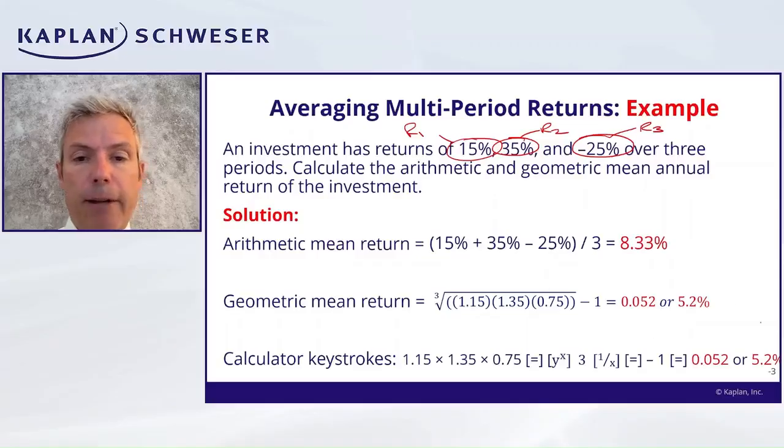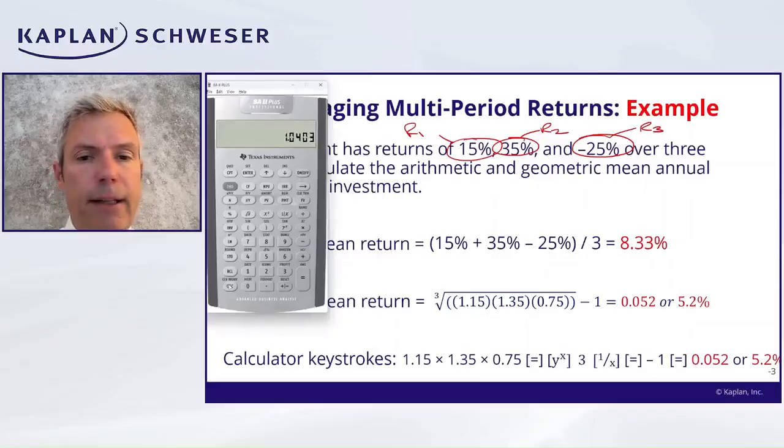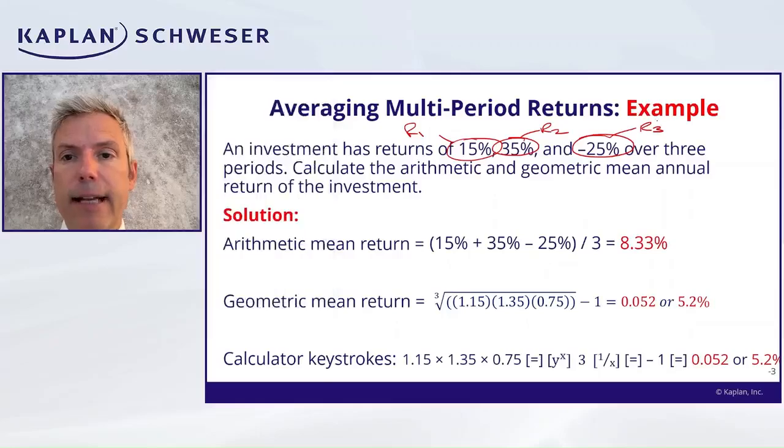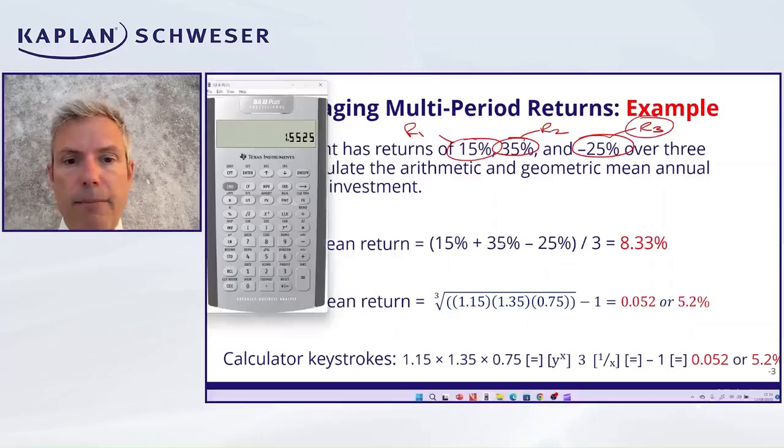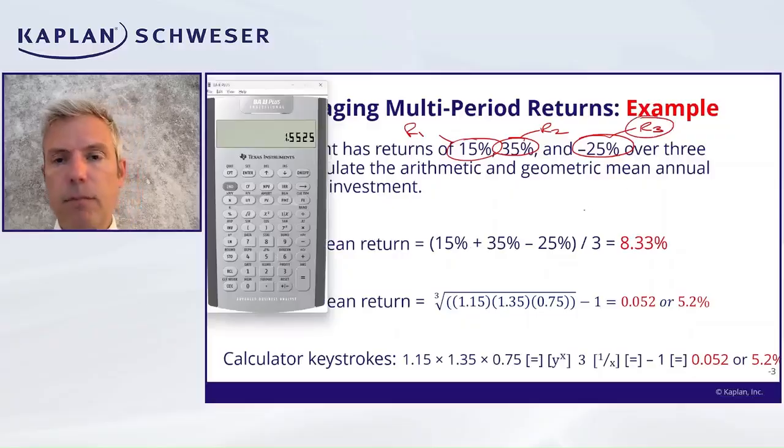What you're going to do is multiply through, let's bring the calculator up to do this together. You're going to take 1.15, all right, that's 1 plus the first return. You're going to multiply by 1.35, that's 1 plus the second return. And then you're going to multiply through by 1 plus R. Now, notice that R3 is a negative, okay? So you're going to multiply through by 1 minus 0.25. So we're multiplying through here by 0.75, okay? And that will give us all of this number under the root sign here.